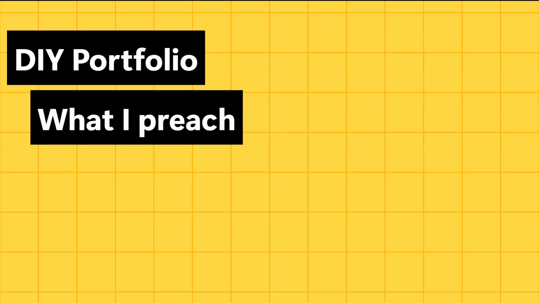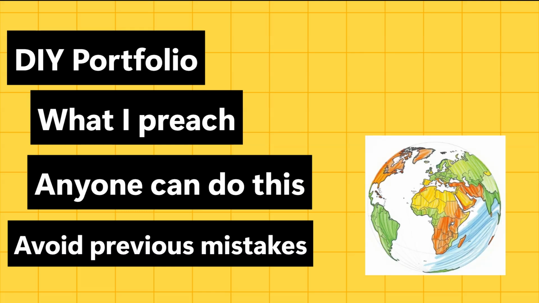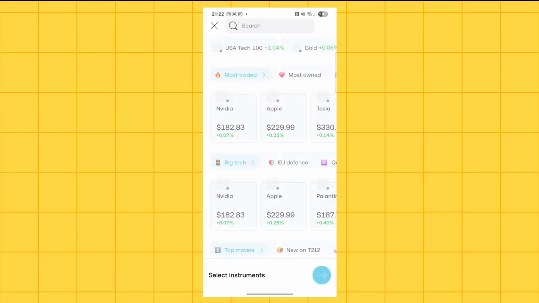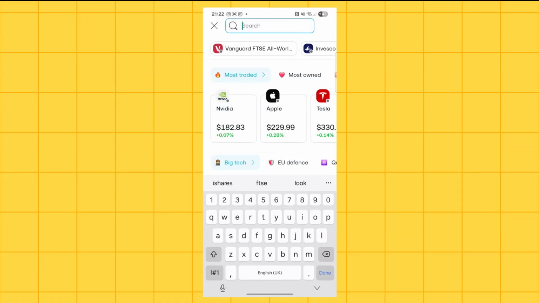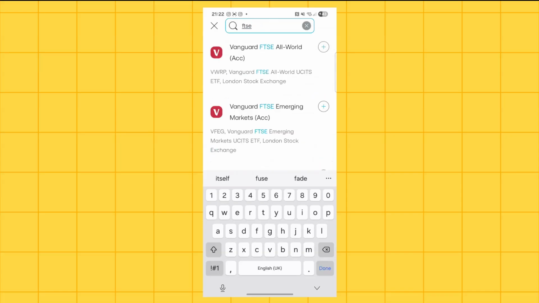If this was my first investment, and I was doing it right, because my first investment, like most people's, was a bit of a mess, I would look at an all-world index tracker. The reason I would go for an all-world is the diversification that comes with it, and we'll go into that in a second. If you put an FTSE at the top, up will come some matching options.